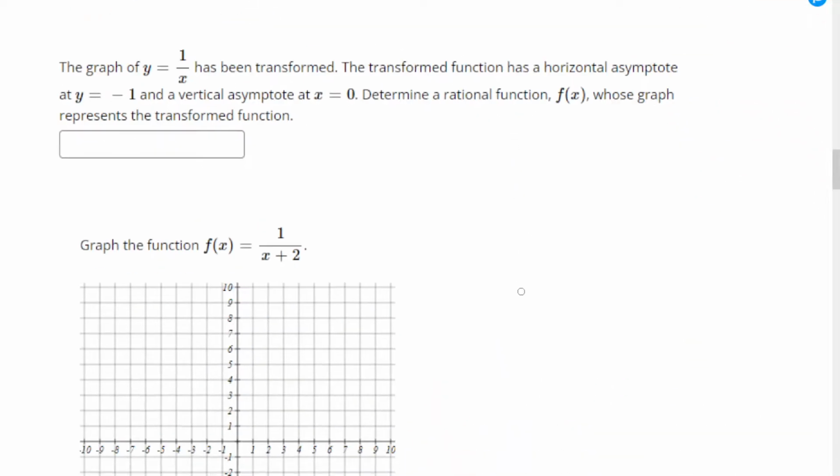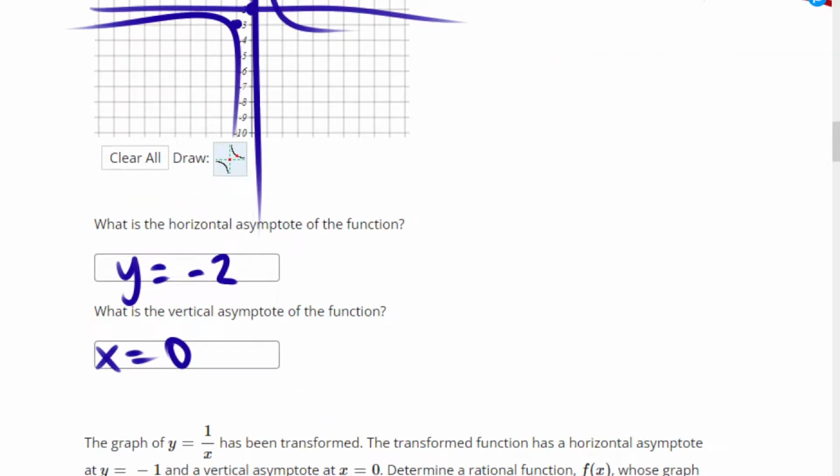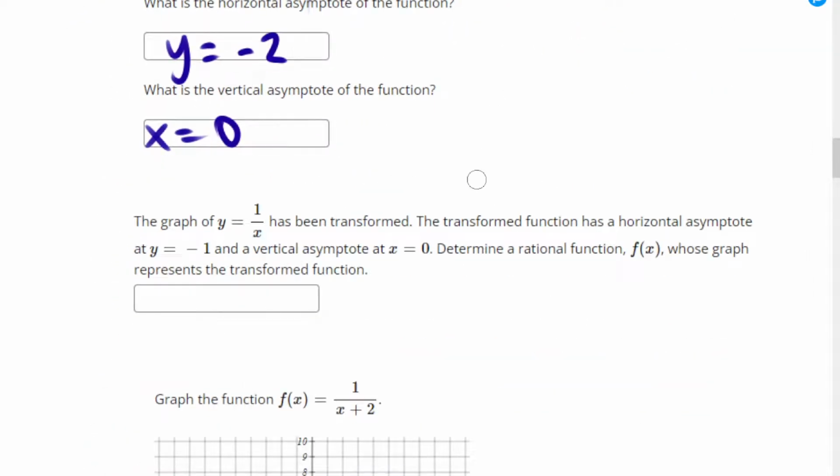Yep. The graph of y equals 1 over x has been transformed. The transformed function has a horizontal asymptote of y equals -1 and a vertical asymptote at x equals 0. Determine the function whose graph represents the transformed function. So this one, I will say before we start, I tried doing y equals and that didn't work. You have to do f of x. It's kind of silly because they use a y up here.